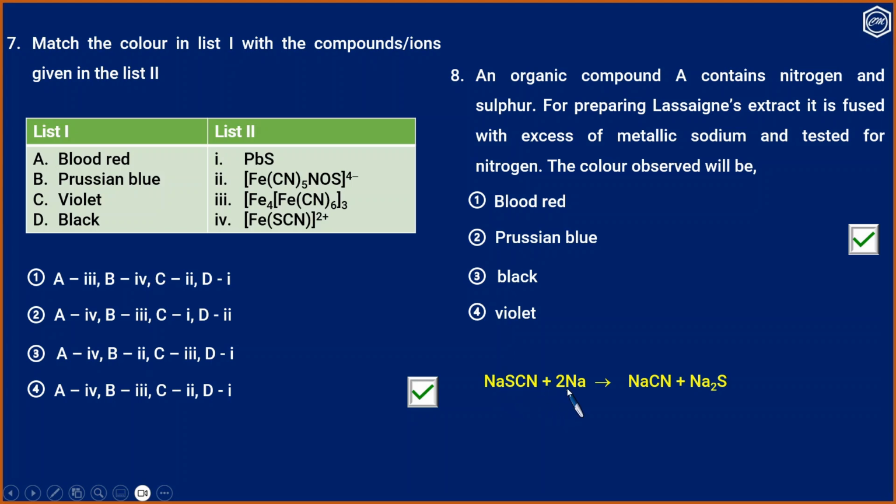So sodium thiocyanate, if you use excess sodium, decomposes to sodium cyanide and sodium sulfide. When we test for nitrogen, at first we get a black precipitate of ferrous sulfide, but when we boil with dilute sulfuric acid, ferrous sulfide dissolves and the Prussian blue color appears.